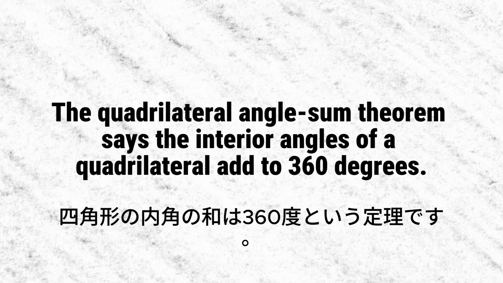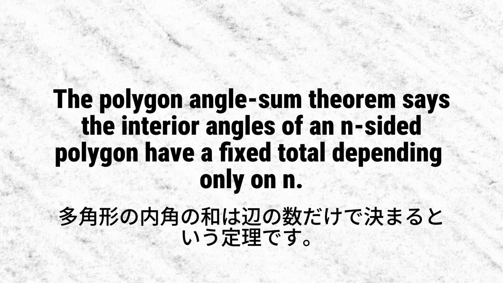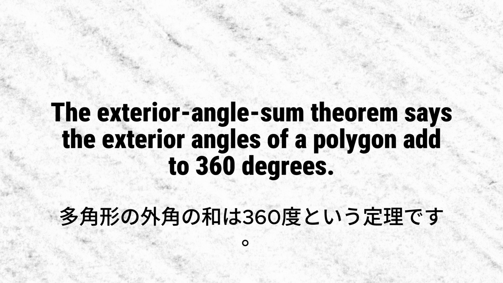The quadrilateral angle sum theorem says the interior angles of a quadrilateral add to 360 degrees. The polygon angle sum theorem says the interior angles of an n-sided polygon have a fixed total depending only on n. The exterior angle sum theorem says the exterior angles of a polygon add to 360 degrees.